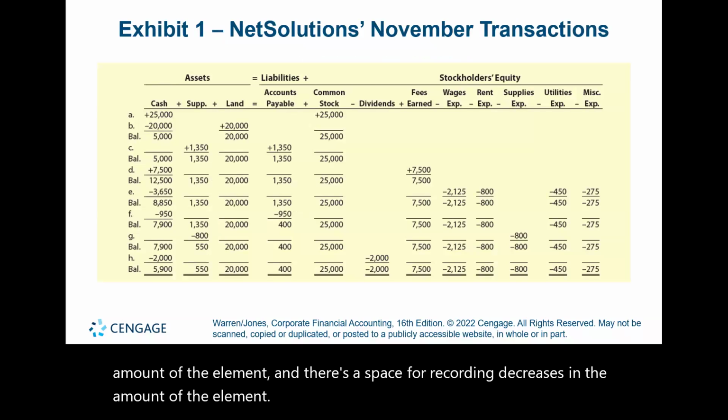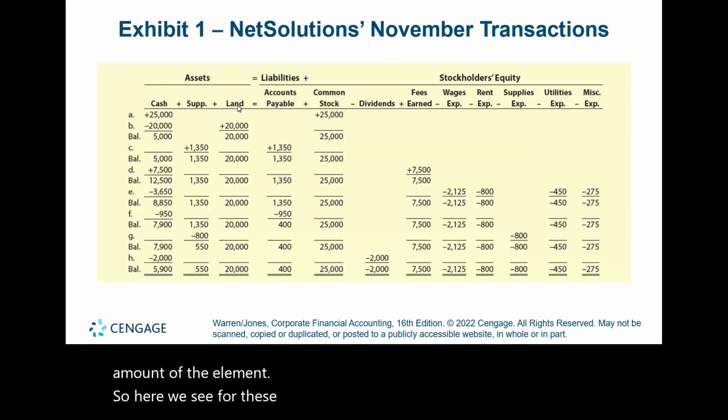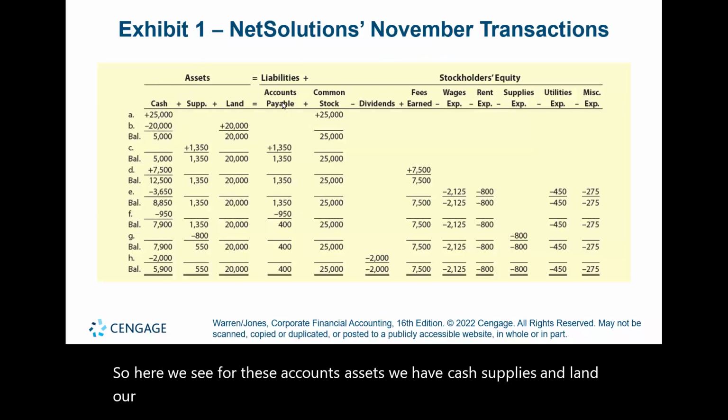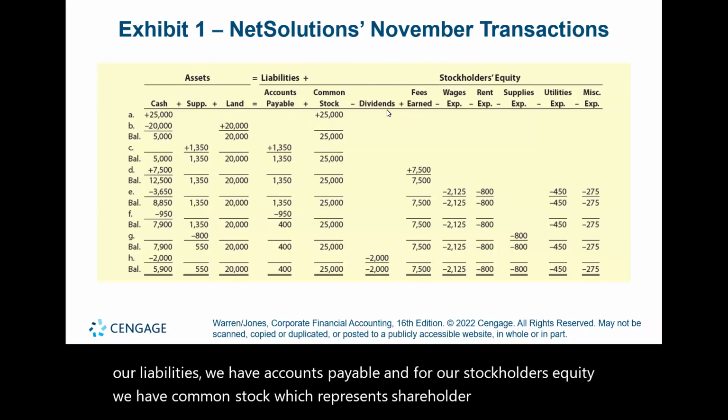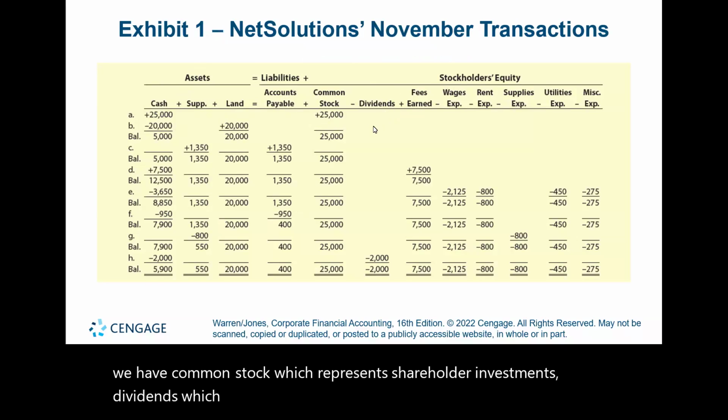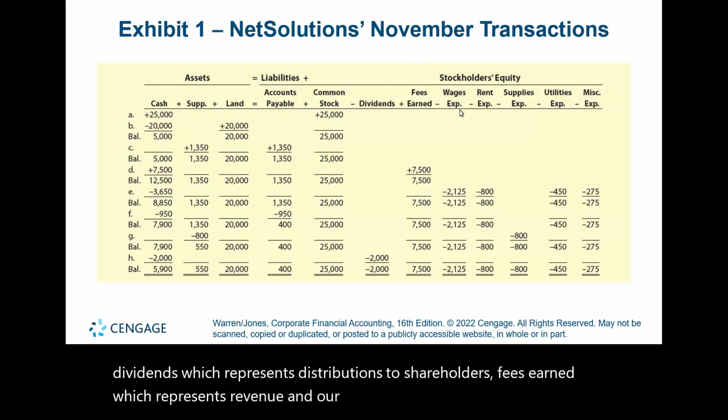Here we see for these accounts, assets: we have cash, supplies, and land. For our liabilities, we have accounts payable. And for our stockholders' equity, we have common stock, which represents shareholder investments, dividends, which represents distributions to shareholders, fees earned, which represents revenue, and our various expenses.